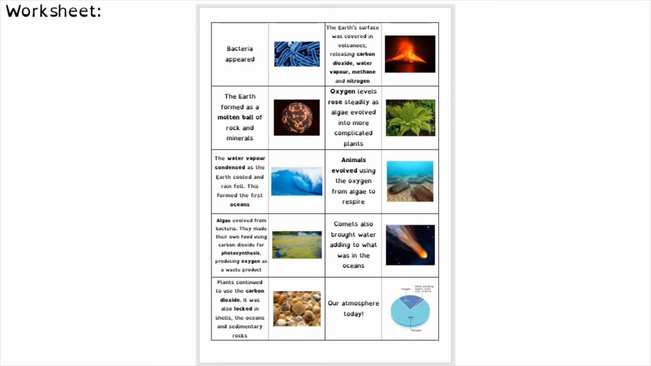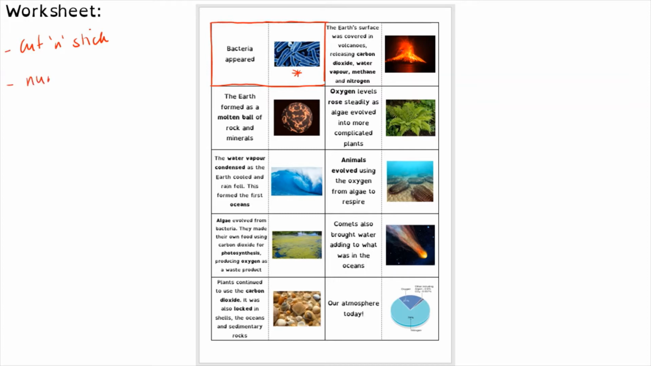So next there is a worksheet that I'd like you to have a look at. This is a card sort, so you can cut and stick if you like, or you can just number the boxes. It is a worksheet with sort of cards on it, so the sentence on the left belongs to the picture on the right. So 'bacteria appeared' does go with the little blue squiggles there. That's a picture of some bacteria just there. So you can do it as a cut and stick if you like.